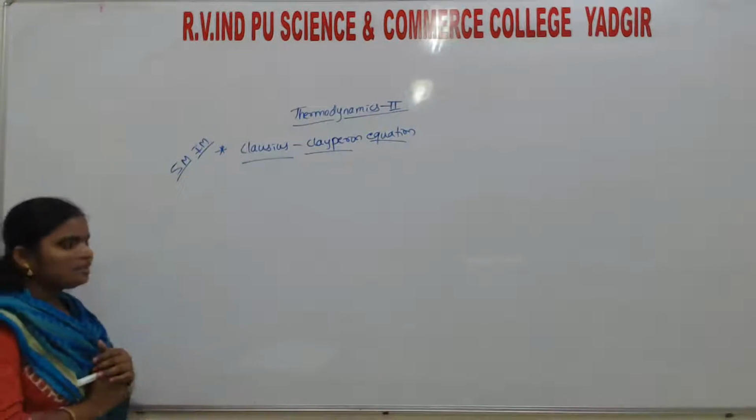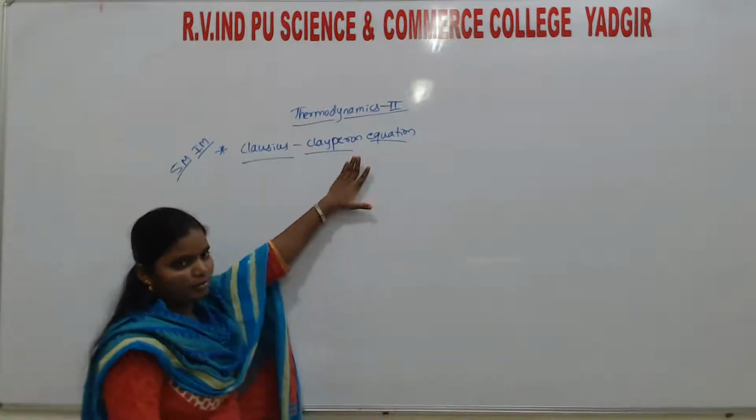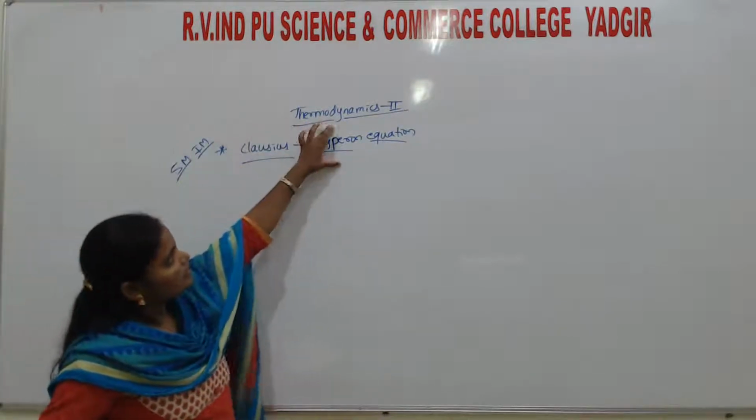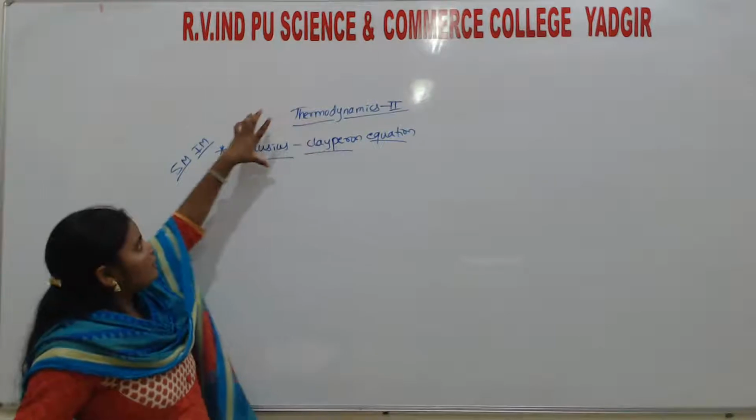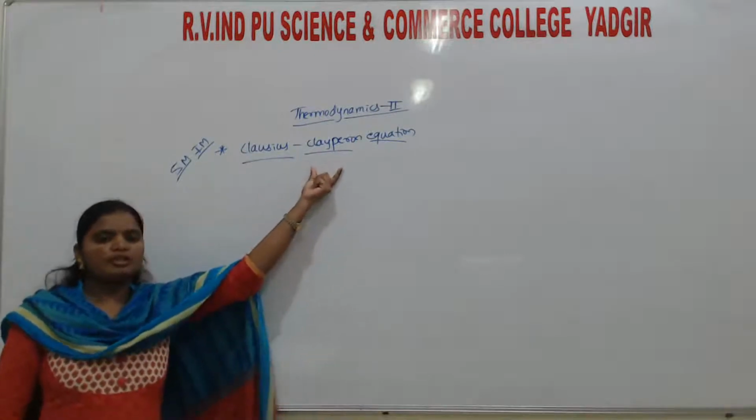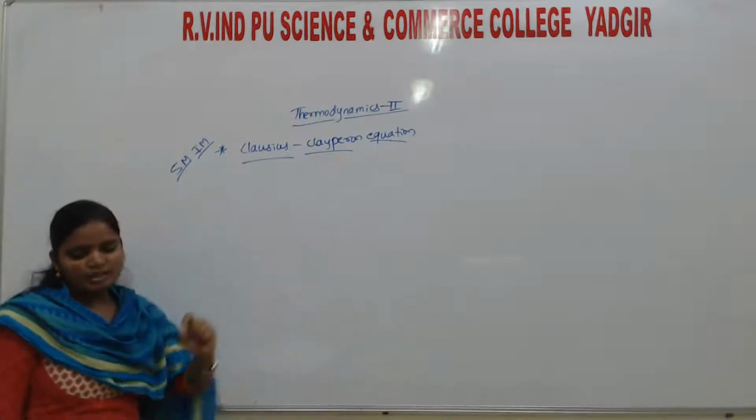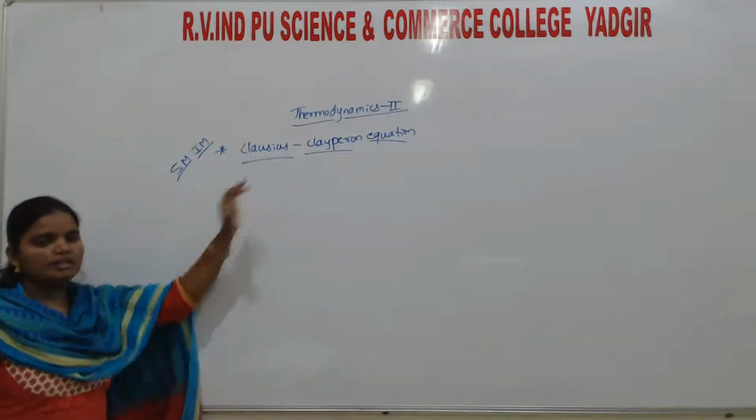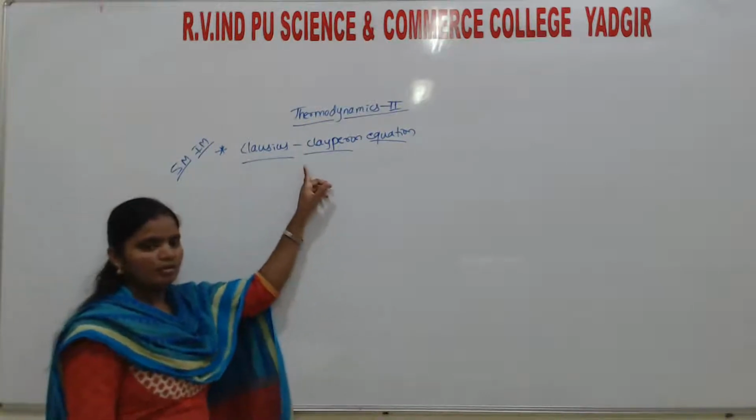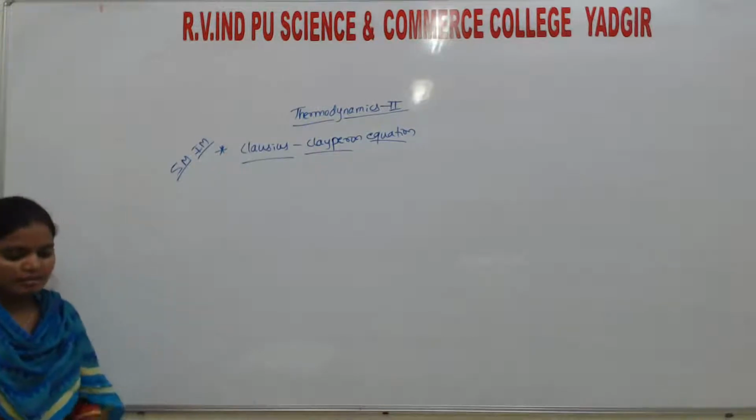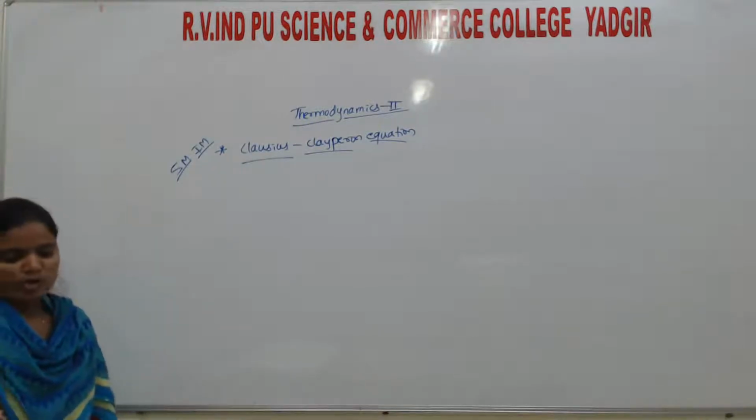Here Clausius and Clapeyron are the two scientists. One is the Clausius equation and another is the Clapeyron equation. The Clapeyron equation was then modified by Clausius, and the result is called the Clausius-Clapeyron equation.